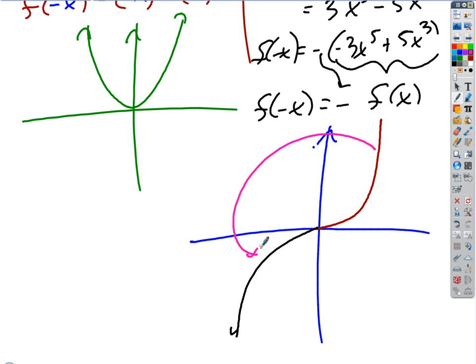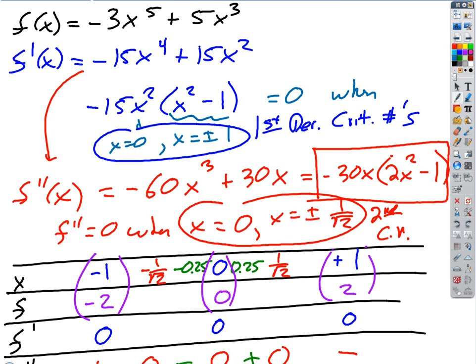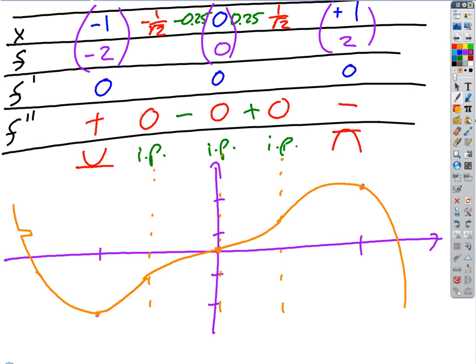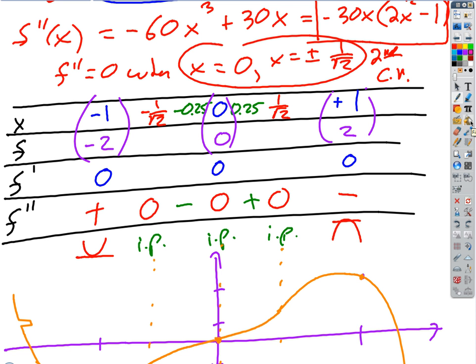Okay? So with the sketch that we made for this, we could have just sketched this half over here, and then said, okay, I know what this is going to be. It's odd symmetry, and so I'm just going to take this and do that to it. And everything, even the points, notice the points flip the sign.